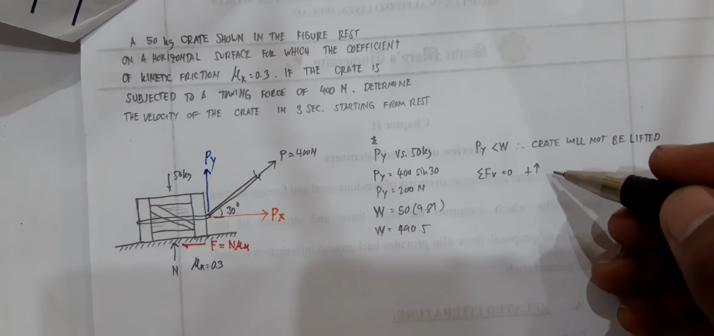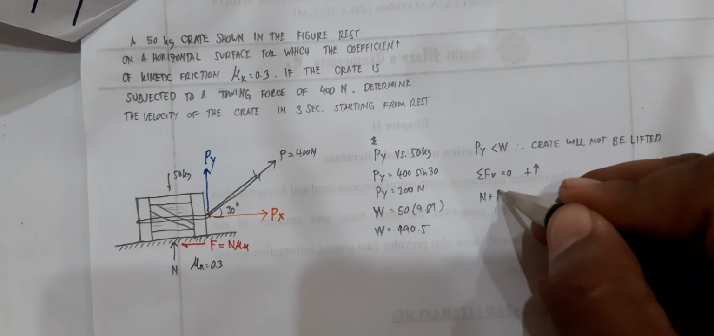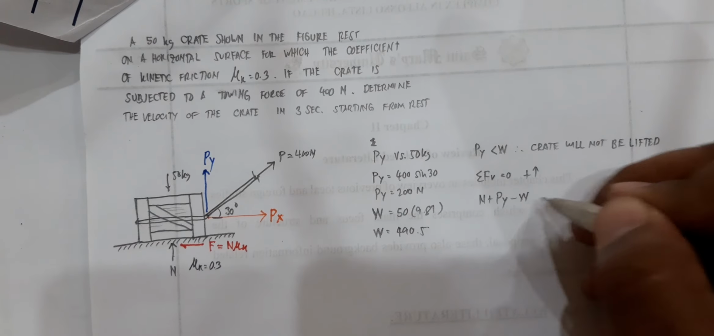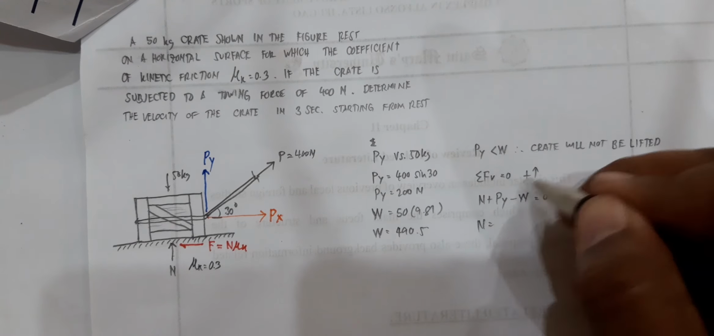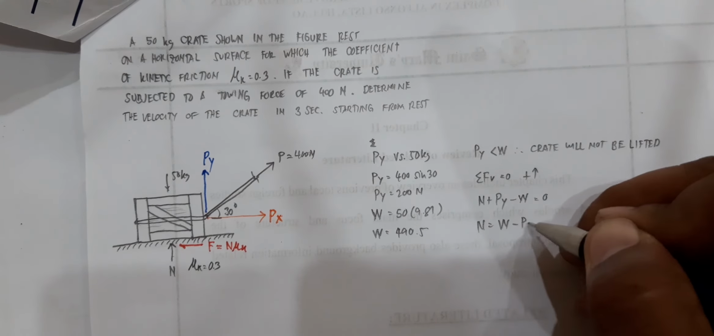That is 0 basically because on the vertical axis, we are in the state of equilibrium. Okay, so positive upward, on the upward direction, you have there N plus Py. And then on the downward direction, you have your weight. That would be equal to 0.